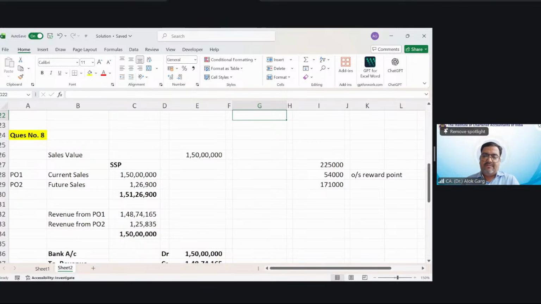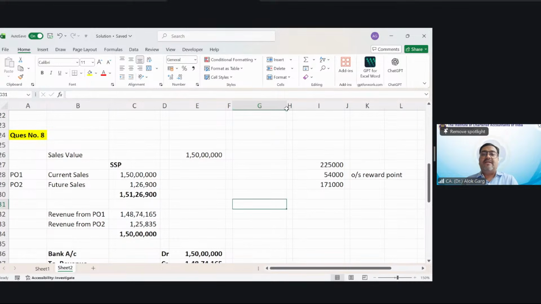Tell me. Yes. A few students have just given me a WhatsApp message. Sir, can you quickly cover this non-cash consideration payable to a customer? Okay, so let me cover the non-cash consideration payable to a customer quickly.